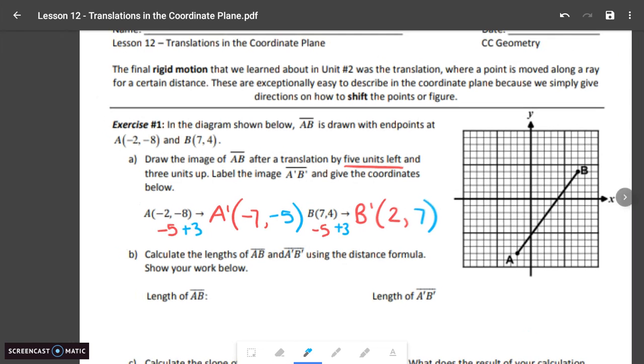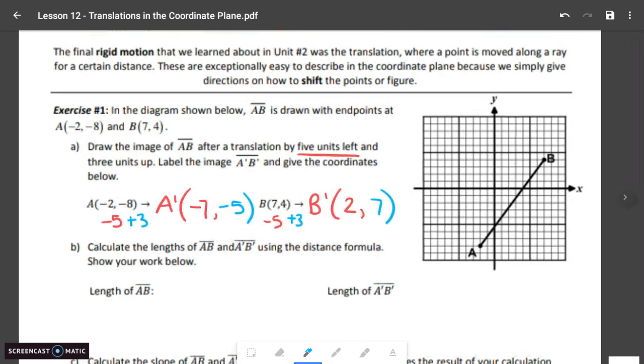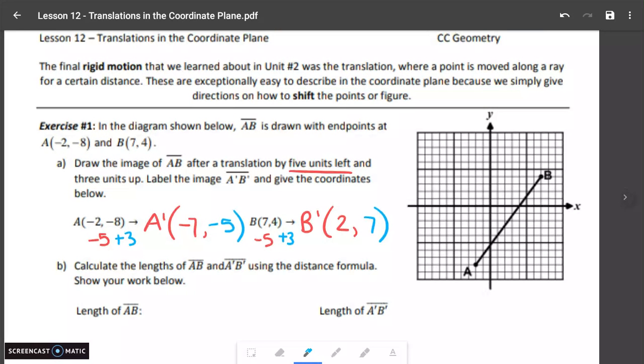So that being said, we could have just strictly done it this way. Remember, you can always count and just double check that that's true. So if I'm thinking 5 units left, I'm counting 5 units to the left, which is in fact at that -7. And we're going up 3. And there's our A prime. Same thing for B prime. We're going 5 left and 3 up.